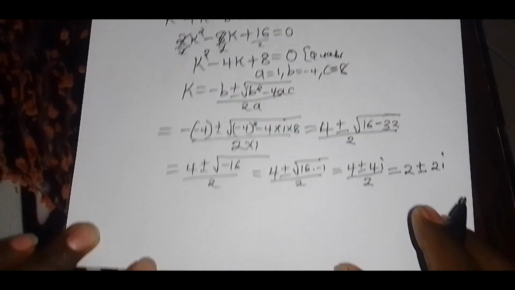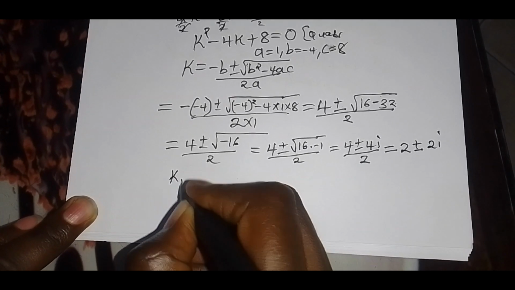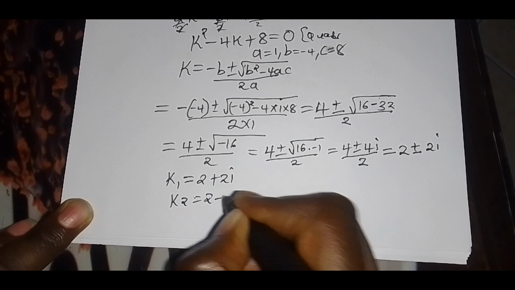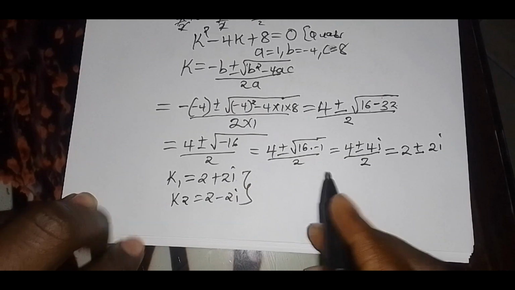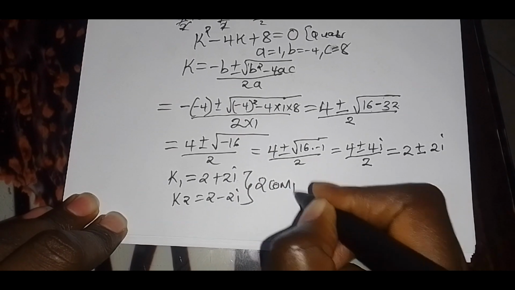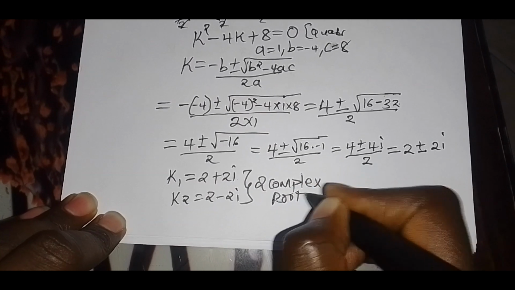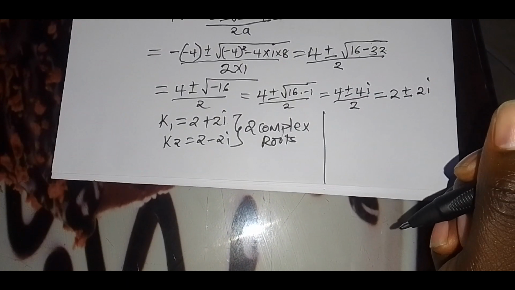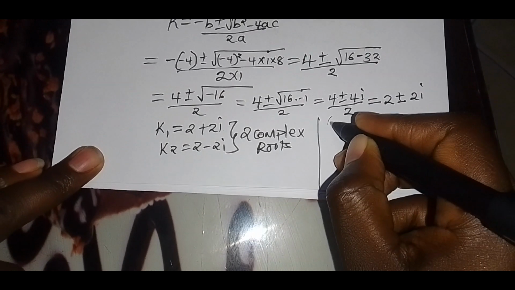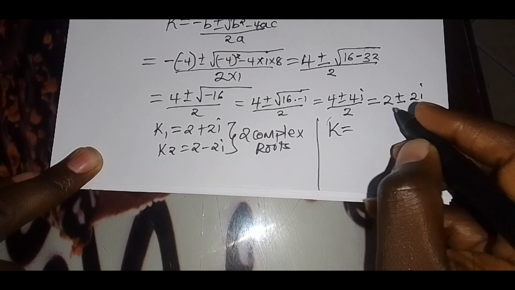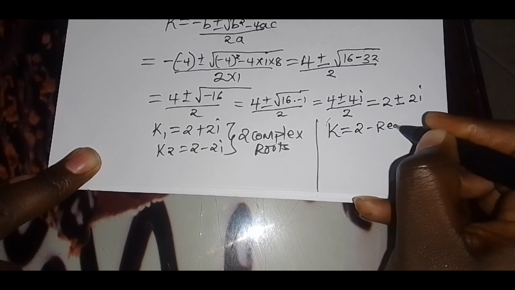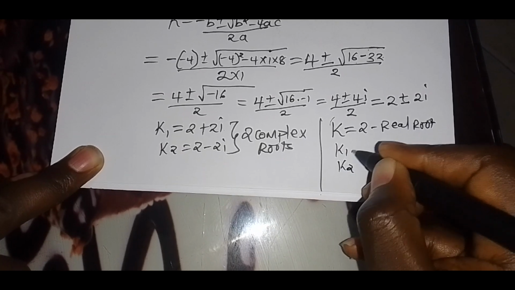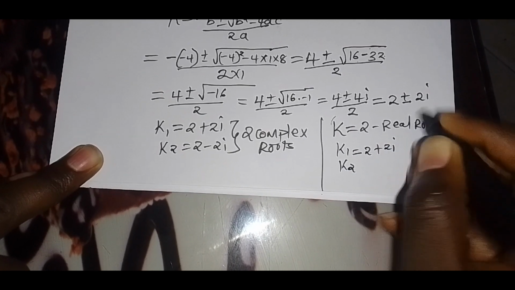So now we have k1 equal to 2 plus 2i, k2 equal to 2 minus 2i. This means that we have 2 complex roots. So our solution has 3 solutions. The first k is equal to 2, which is the only real root we have. The other k1 and k2 are complex roots.